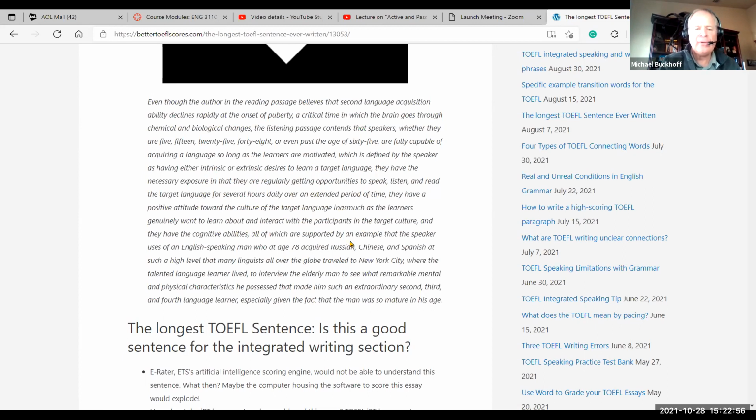supported by an example that the speaker uses of an English-speaking man who, at age 78, acquired Russian, Chinese, and Spanish at such a high level that many linguists all over the globe traveled to New York City, where the talented language learner lived, to interview the elderly man to see what remarkable mental and physical characteristics he possessed that made him such an extraordinary second, third, and fourth language learner, especially given the fact that the man was so mature in his age. That's it.